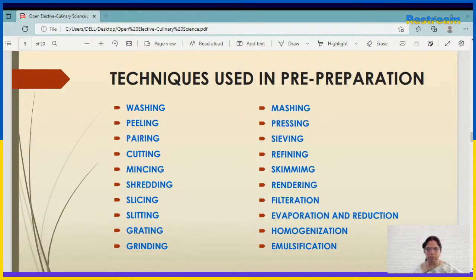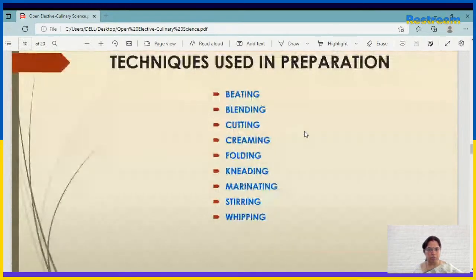So this is about techniques used in food pre-preparation. Then you have techniques used in preparation. First was pre-preparation, now it is preparation. Another thing is beating, mixing it briskly, especially during omelette or cake preparation. Then blending, mixing two or more ingredients.